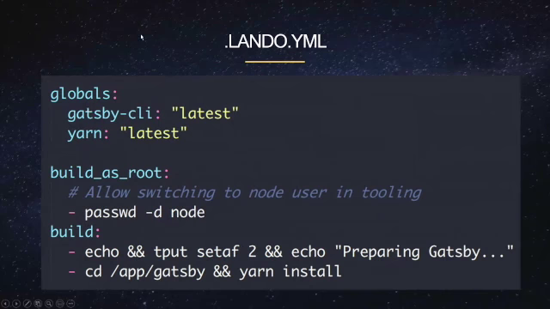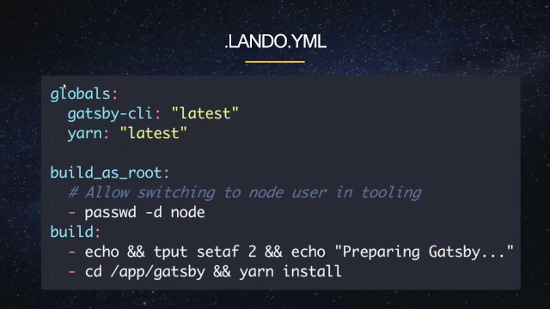Okay, so further on down our Lando file, we've got some globals. This is still inside our Node.js service we're creating. We're going to say Gatsby CLI is, so basically these are NPM packages. When you set up a node service in Lando, it automatically gives you this global section where it'll let you install node packages globally, so that they're available to everything in your container.